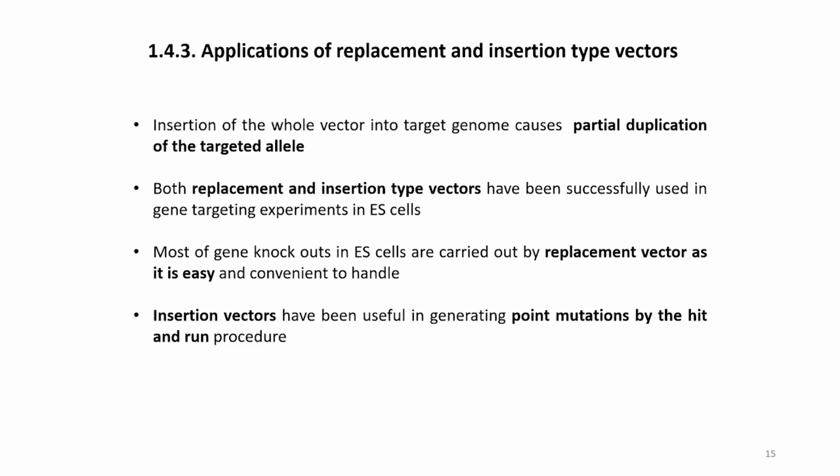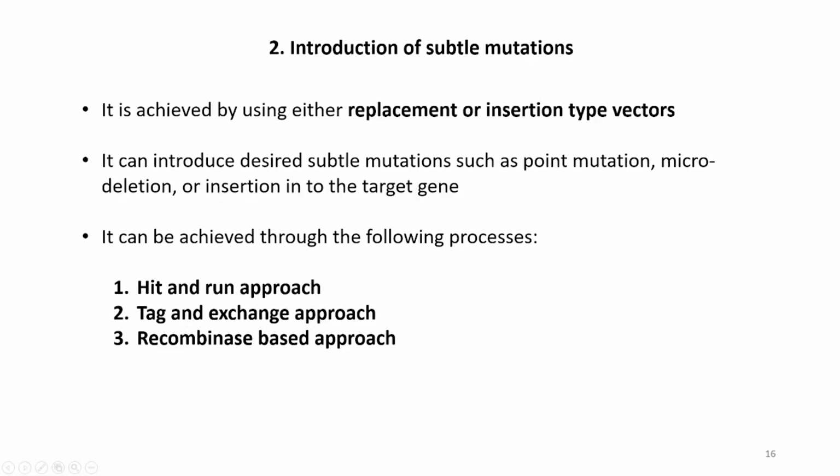Most of the gene knockouts in embryonic stem cells are carried out by replacement vectors, as they are easy and convenient to handle. Insertion vectors, on the other hand, have been useful in generating point mutations by the hit and run procedure, which we will discuss a little later.